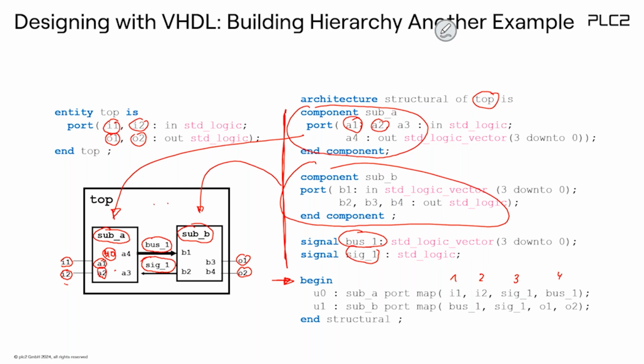The third port is A3. A3 is connected to sig1. Yes, A3 is connected to sig1. The last port, A4, is connected to bus 1. Yes, so this is okay. Now we just repeat the same with sub B, and then you see that's exactly how you build the hierarchy.